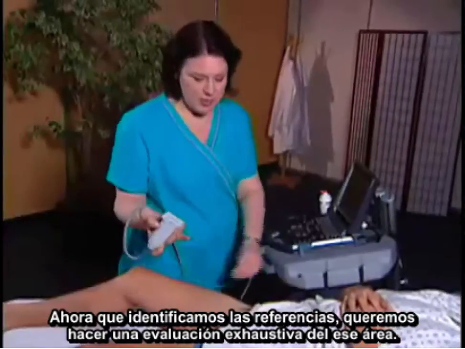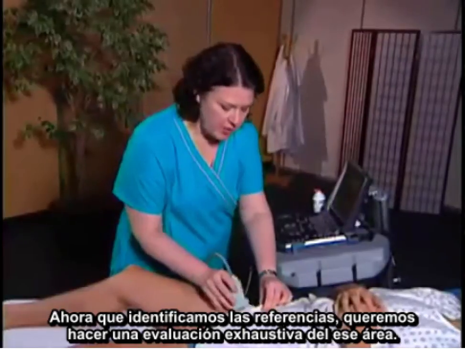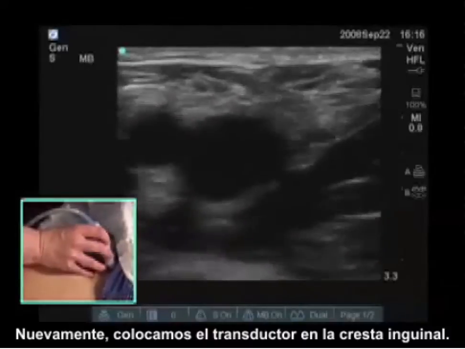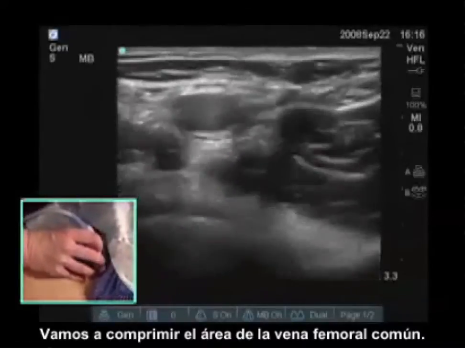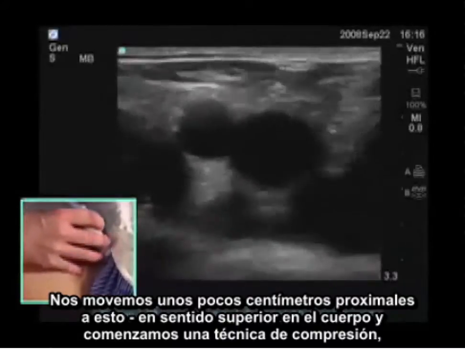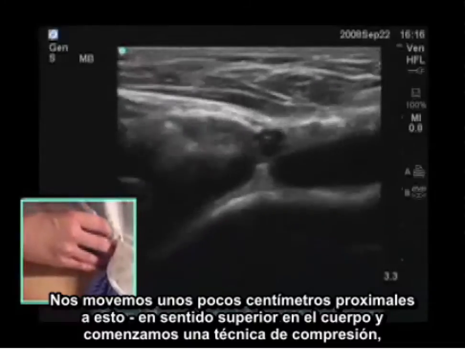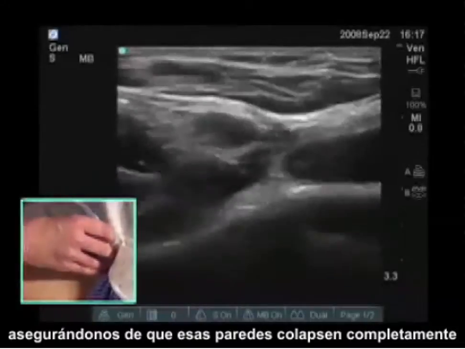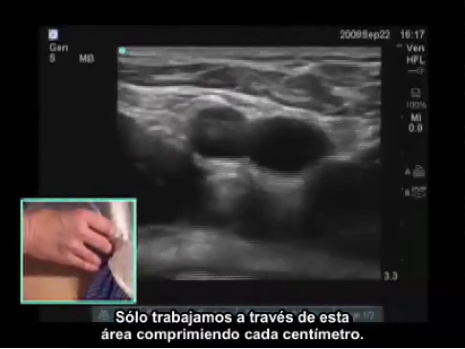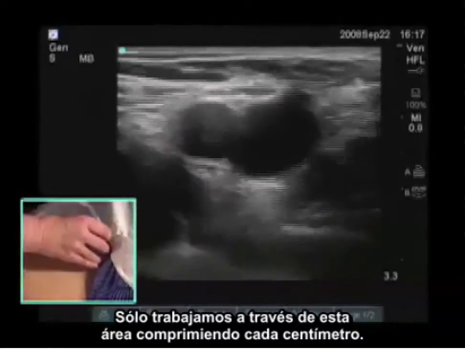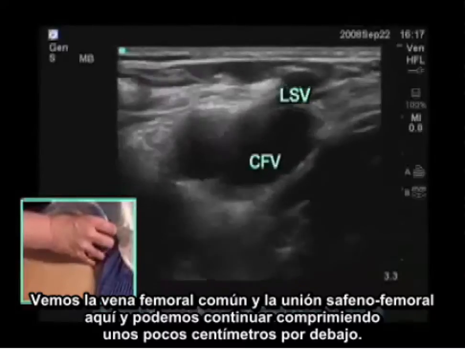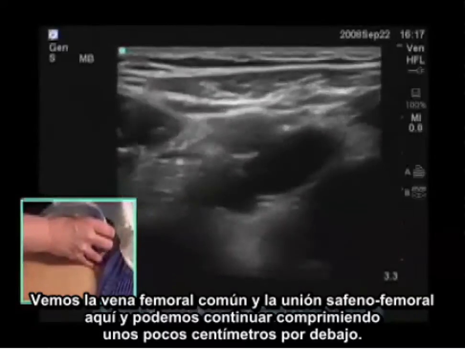Now that you've identified your landmarks, you want to do a thorough evaluation of that area. So again, placing the transducer at the inguinal crease, we're going to compress the area of the common femoral vein. We want to move a few centimeters proximal to this, so superiorly on the body, and we'll start a compression technique, making sure that those walls collapse completely, and we just work through this area, compressing every centimeter. We see our common femoral vein and saph-fem junction here, and we can continue compressing just a few centimeters below this.